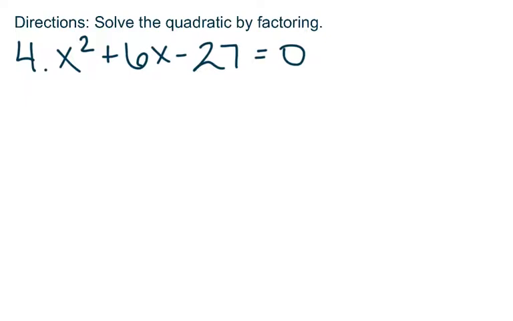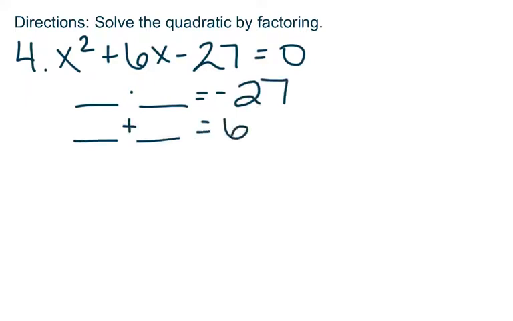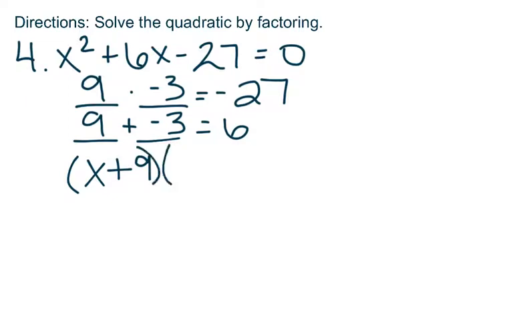Okay, once again, an easy problem because there's an understood 1 in front of x squared. I need two numbers that multiply to give me negative 27, but they have to add to give me 6. Sometimes it takes people a little longer. These numbers are 9 and negative 3. So my two factors are x plus 9, x minus 3.